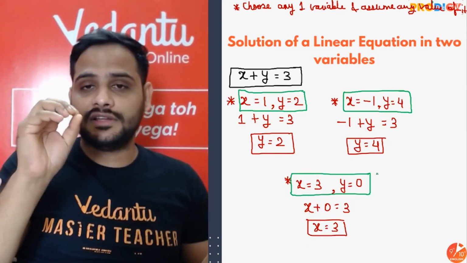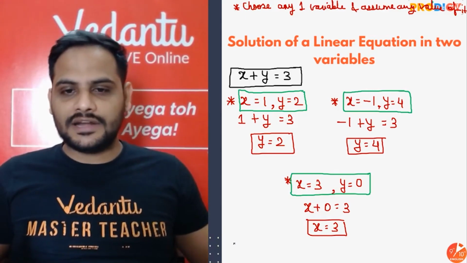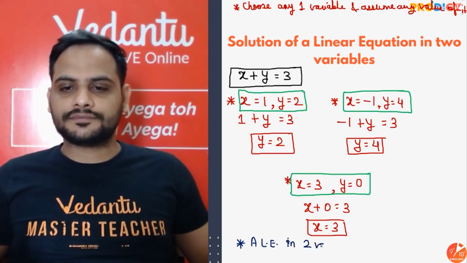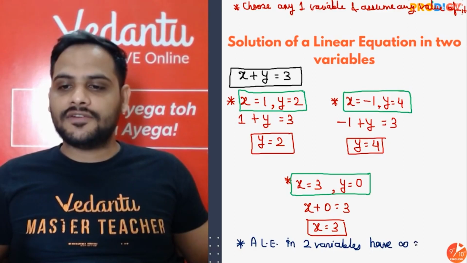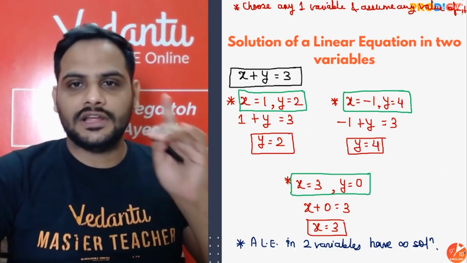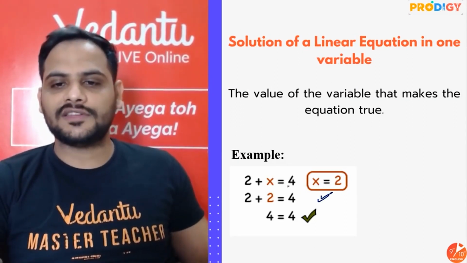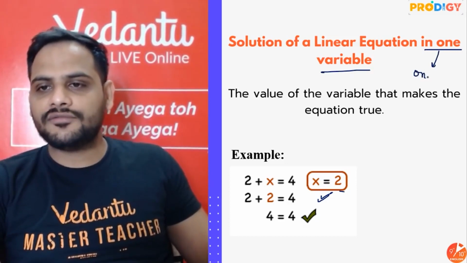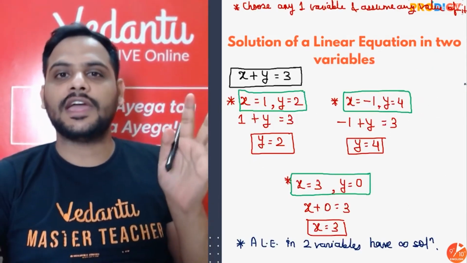So there are infinite possibilities for choosing this value, and that is why, guys, please remember, I am writing a very important line. A linear equation in 2 variables has infinite solutions. Guys, remember this thing. A linear equation in 1 variable has only one solution. Suppose 2x plus x equal to 4. If you solve it, you'll get x equal to 2. So a linear equation in 1 variable has only one solution. But if I join one more variable, linear equation in 2 variables, you get infinite solutions.